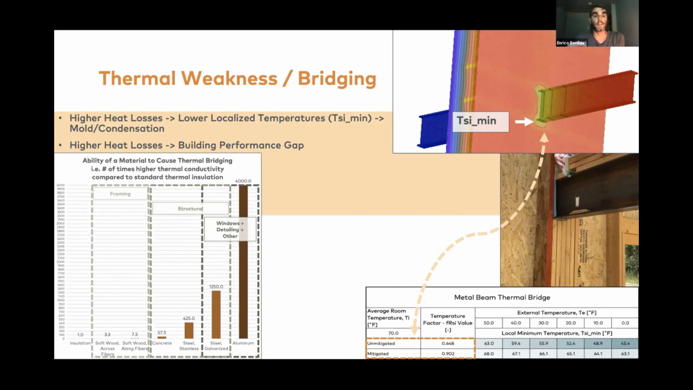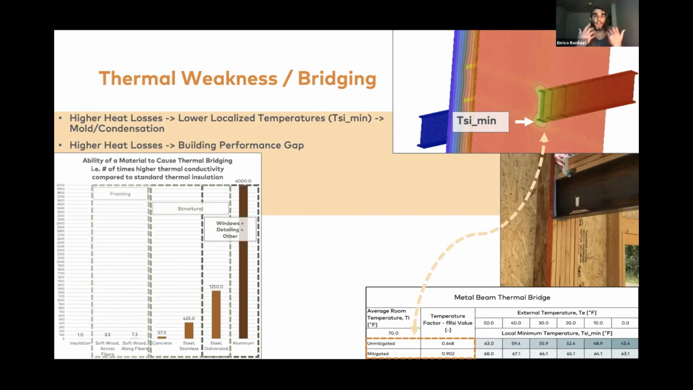Stainless steel is 425 times more capable than insulation in carrying out heat. Galvanized steel, your fasteners or your steel, like the metal column we see here on the right-hand side, is 1,250 times more efficient at conducting heat and therefore causing thermal bridging than insulation. And aluminum is 4,000 times better than insulation at conducting heat.